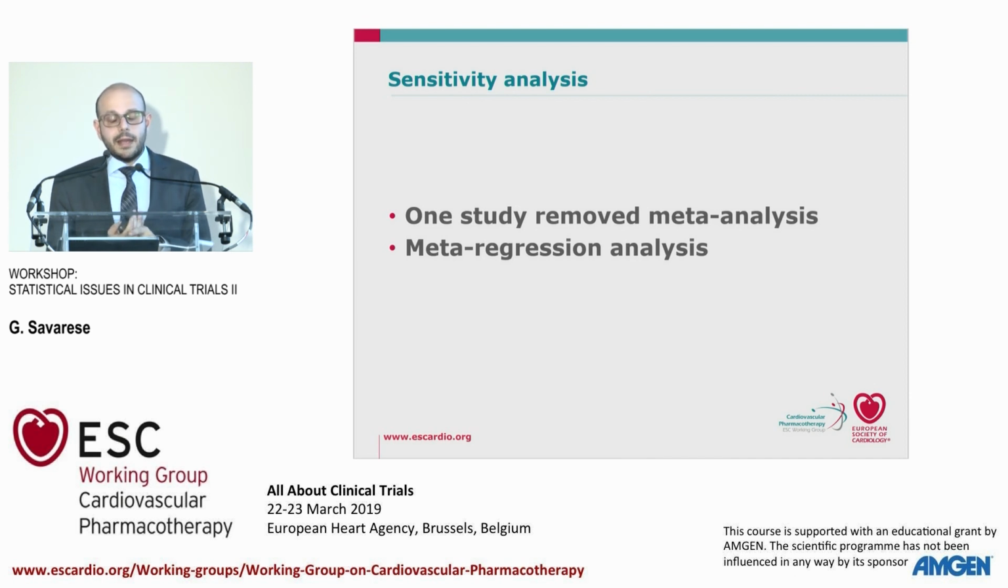And another important tool is to use a meta-regression analysis. Using a meta-regression analysis, I can assess whether the results of my meta-analysis are influenced by baseline characteristics of the studies included in the meta-analysis. It's like performing adjustment in a traditional observational study. Of course, if you have a meta-analysis of randomized controlled trials, it's more likely that you will not find any baseline characteristic having an effect on your results.